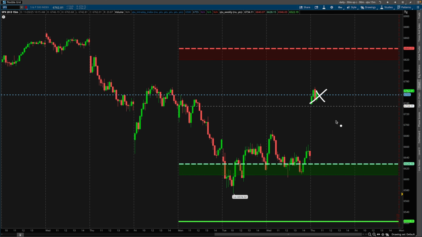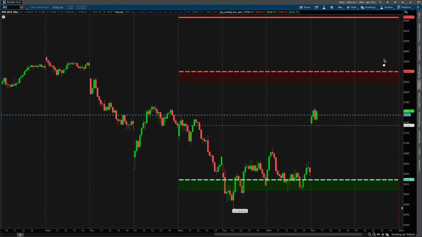Then I would have looked into something like a 10, 11, 12 DTE call ratio spread just to offer protection for if the market was to break above this zone here, because this is where things get dangerous. That is portfolio management, that is risk management, and it's actually less about trading.